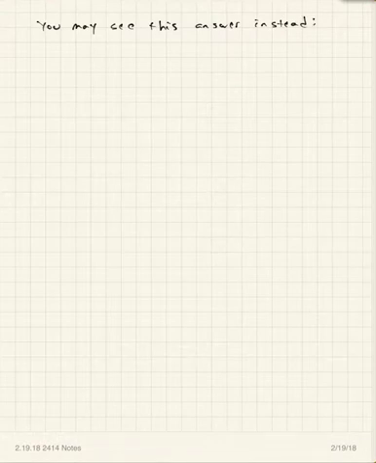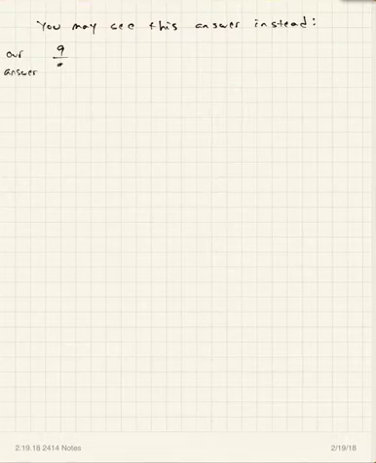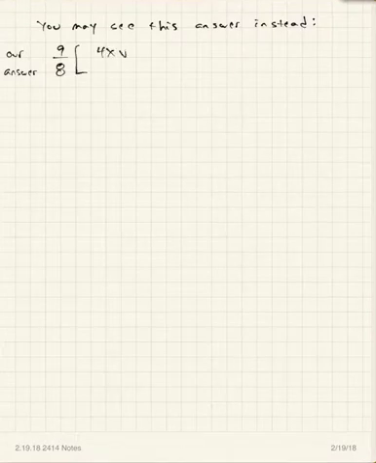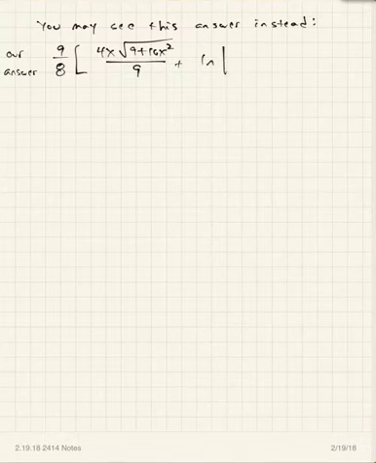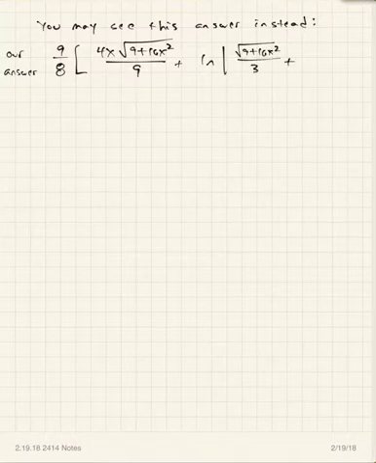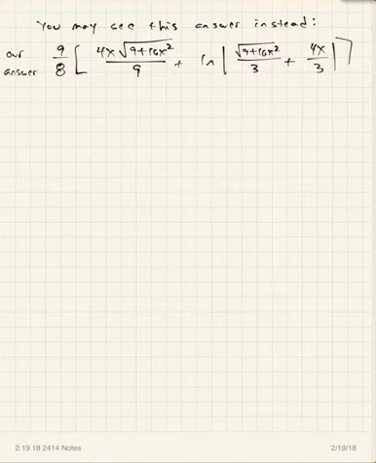All right, now let me show you what's going on here. So now this is our answer from the last page. It was 9/8 times 4x times the square root of 9 plus 16x squared, all divided by 9, and then plus the natural log of the absolute value of the square root of 9 plus 16x squared over 3 plus 4x over 3, and then plus c. But like I said, you may see another answer.